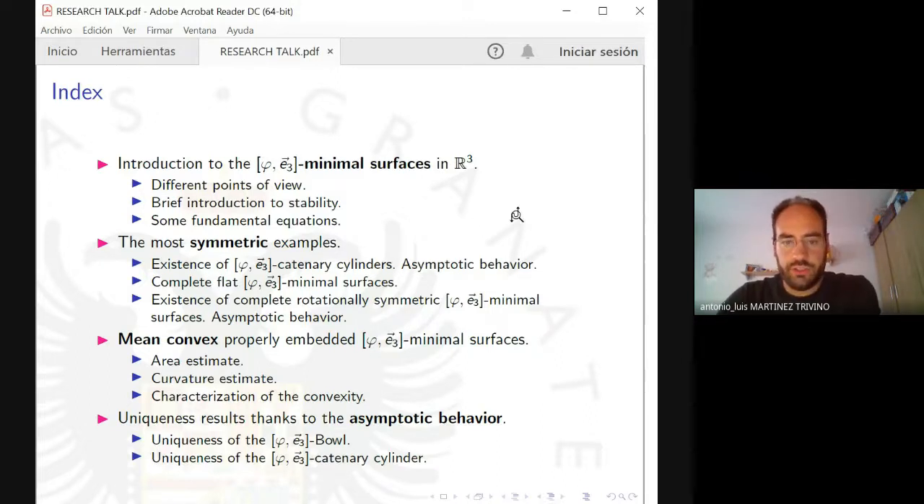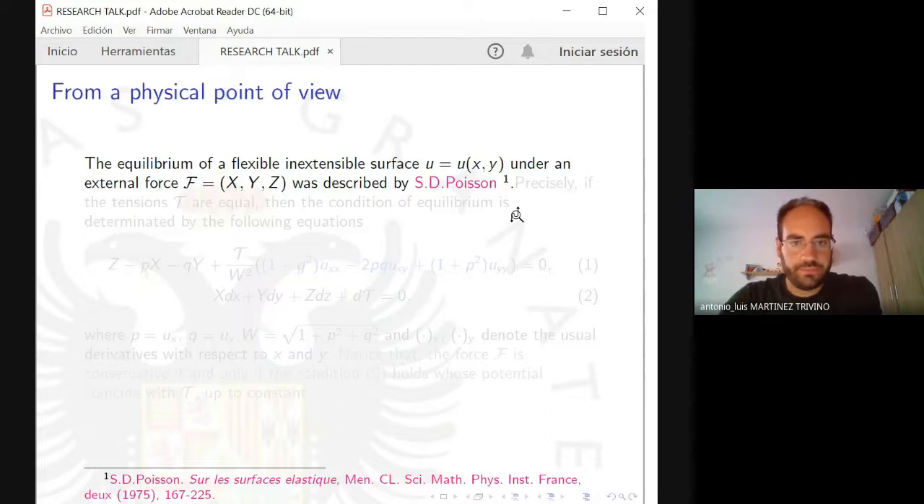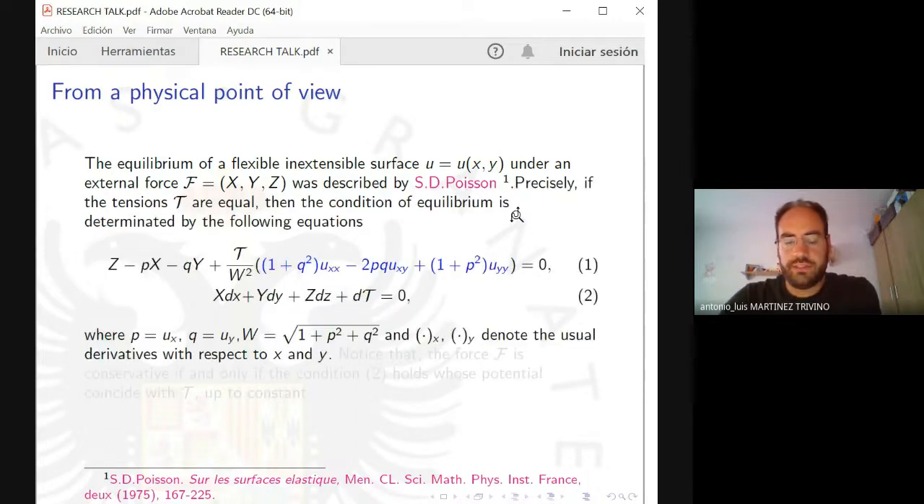Okay, so let's start with the introduction. The equilibrium of a flexible inextensible surface under an external force was described by Poisson. Namely, when the tensions are equal, Poisson proved that the equilibrium condition is given by the following two equations.